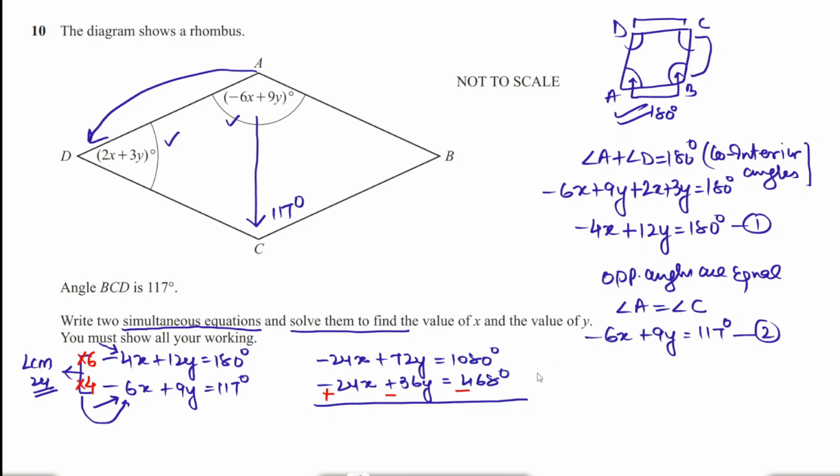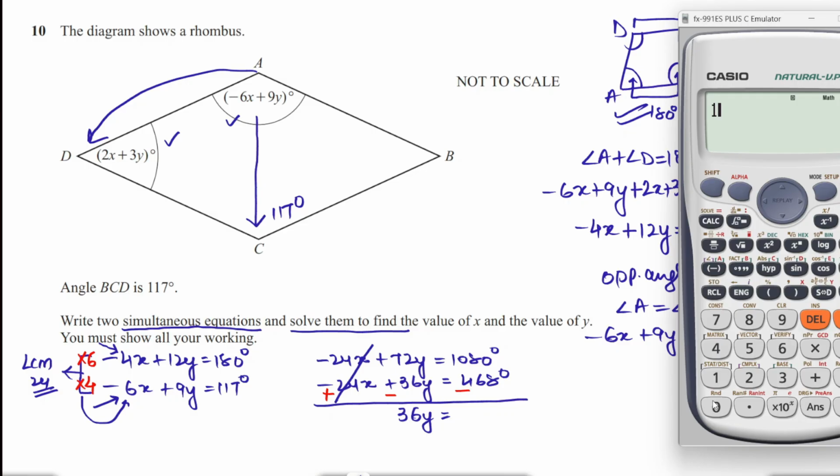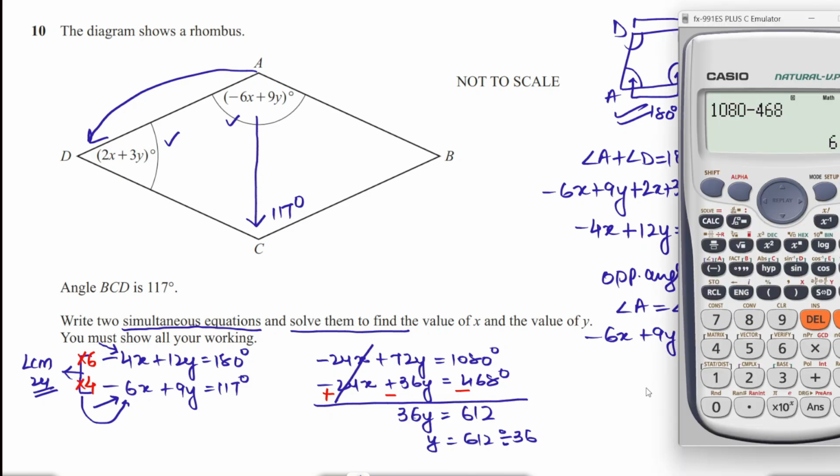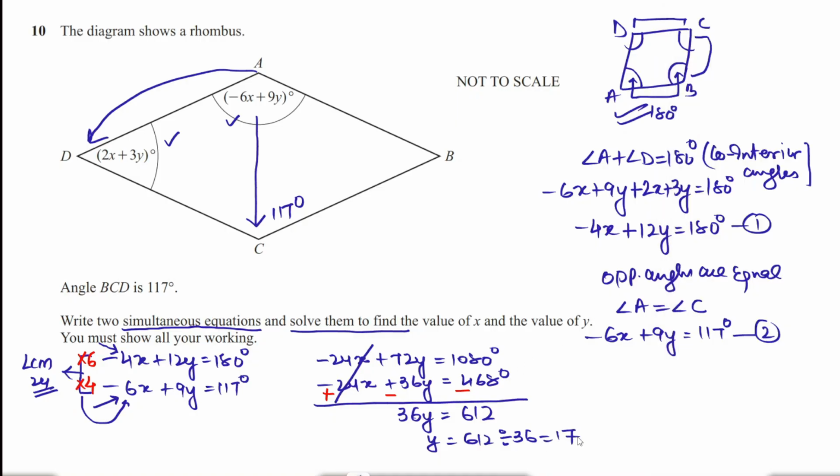What are we going to get here now? 72 minus 36, and we'll carry the sign of the bigger number. These two got cancelled here. So 36y, and we subtract here 1080 minus 468. We got 612, and y is going to be 612 divided by 36. So 612 divided by 36, and we got here y equals 17.